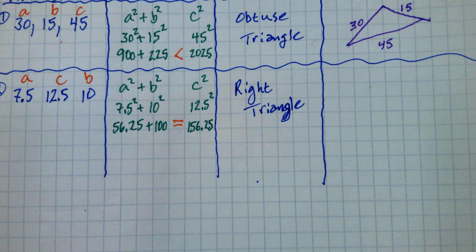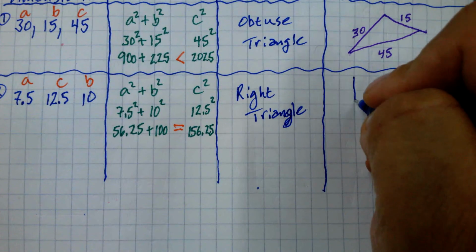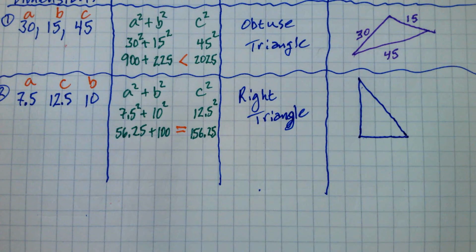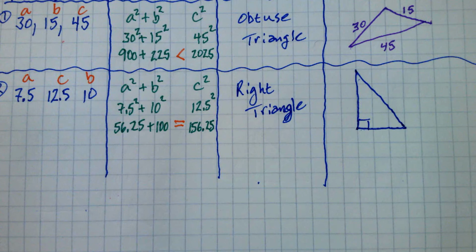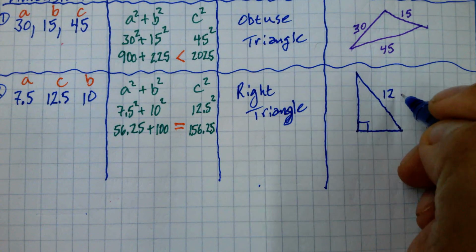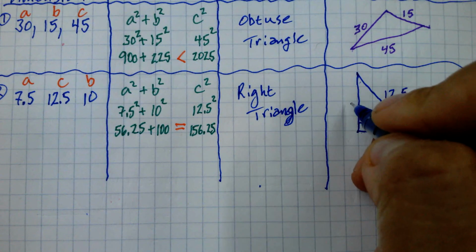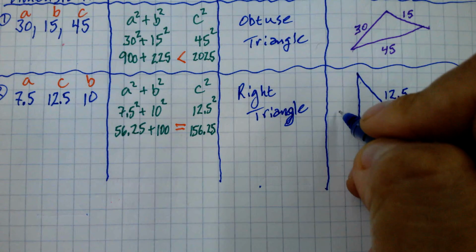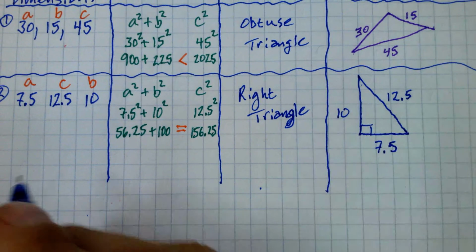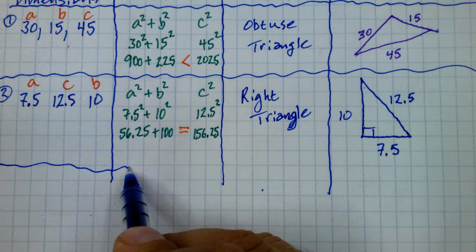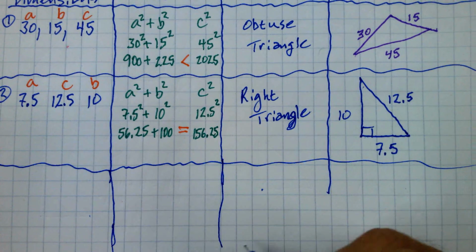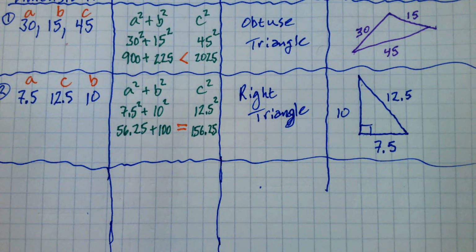Okay. So let's draw a right triangle. Okay. And let's label our sides. So the side that's 12.5 is the hypotenuse. The slightly longer leg will be 10. And this leg that's a little shorter will be 7.5. Okay, let's continue. Okay, you guys ready?